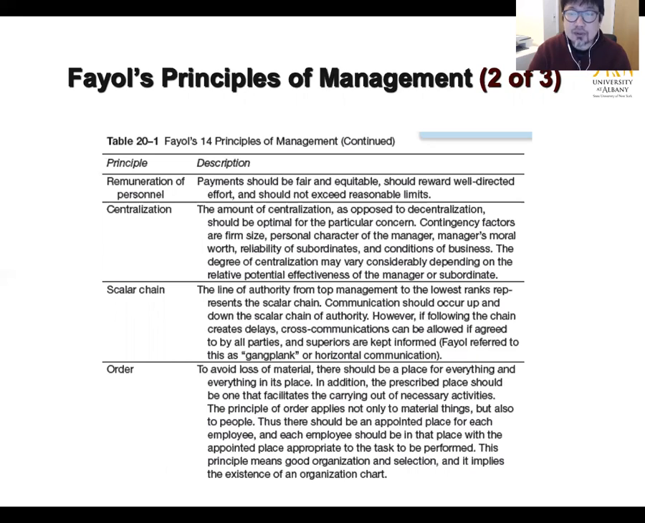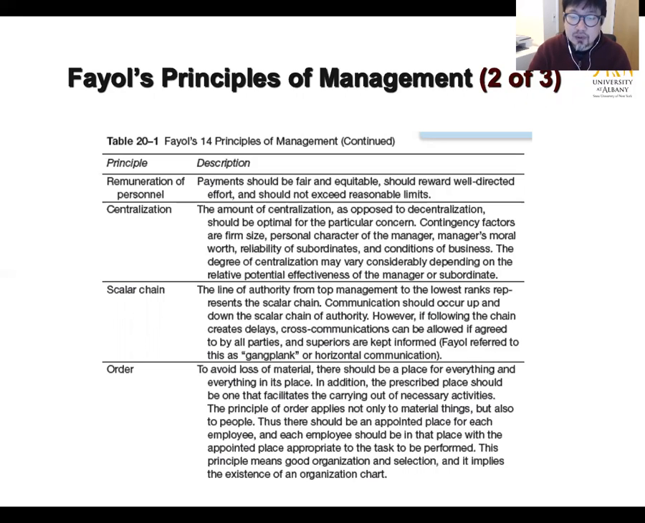We should have centralized command. Centralization is important. Scalar chain: the line of authority from top management to the lowest ranks represents the scalar chain, which means that communication should occur up and down the scalar chain of authority. However, if following the chain creates delays, cross communication can be allowed if agreed to by all parties and superiors are kept informed. So this is a slightly special principle.